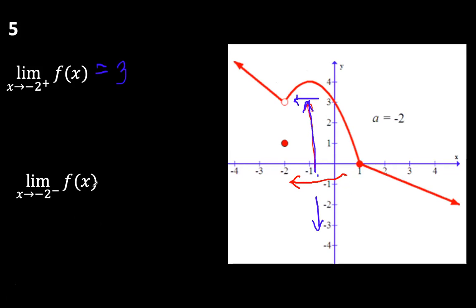Okay, how about this? The limit of f of x as x approaches -2 from the left. So from the left of -2, here we go. And this is the graph. So therefore, it approaches what? It's 3. So they have the same value. They have the same limit from left to right, all right?